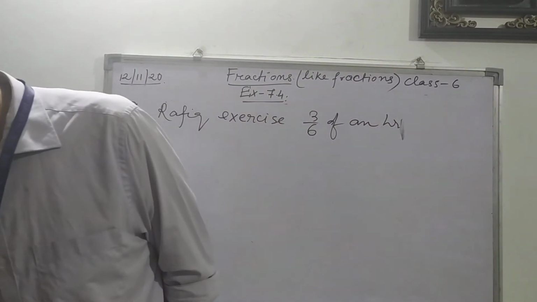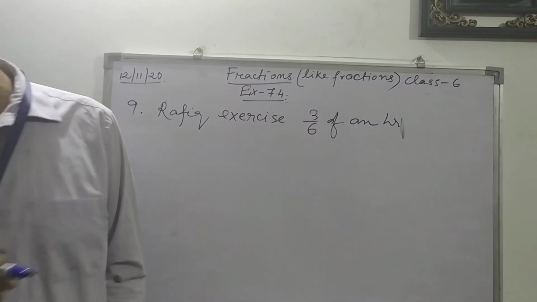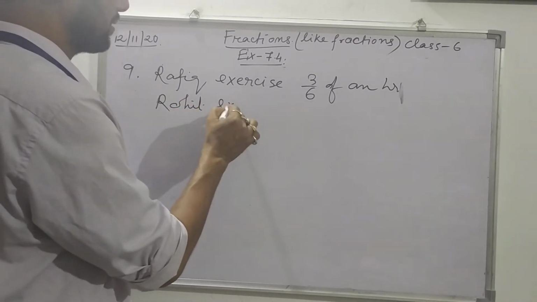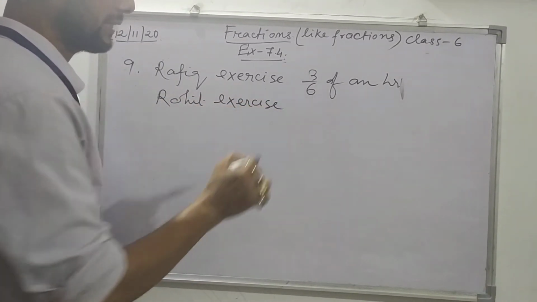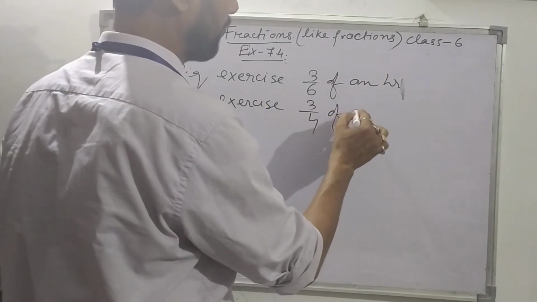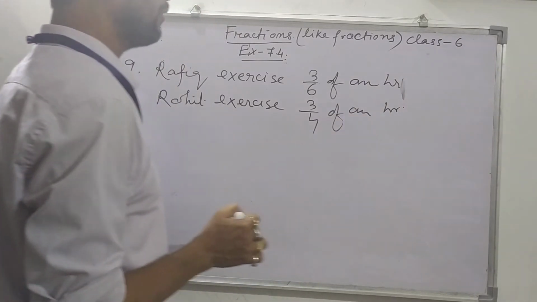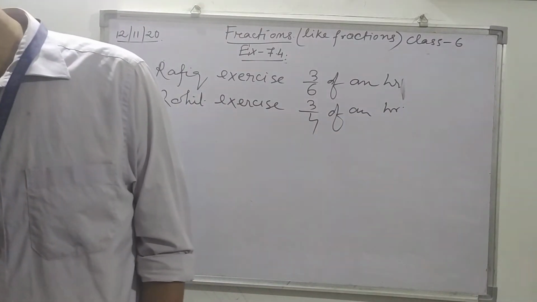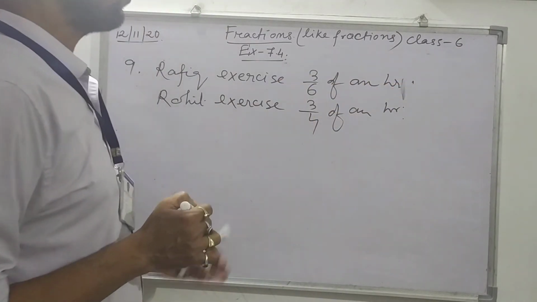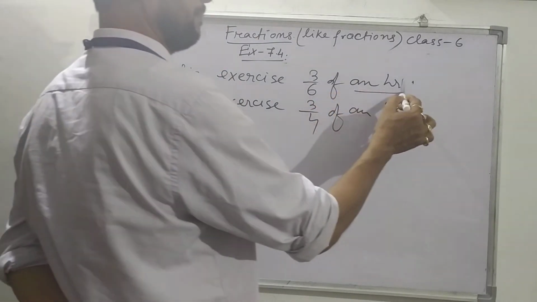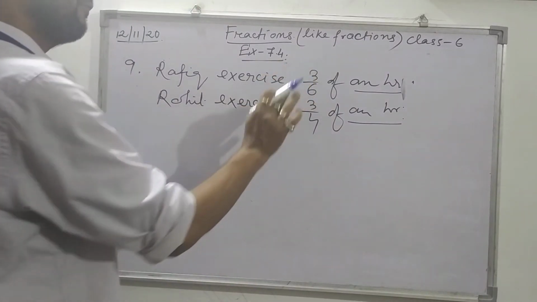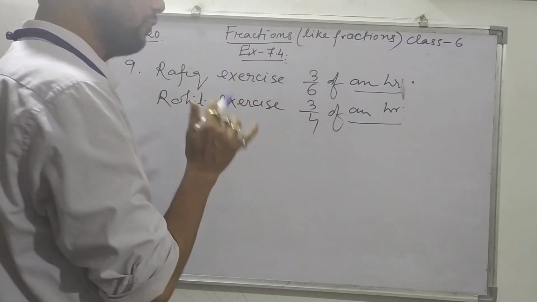And it is given that Rohit exercised 3 by 4 of an hour. Now students, they have asked who exercised for a longer time. We can do it in two methods. Here it is given of an hour, and here also of an hour. So what can we do? We can convert these into like fractions. Otherwise, we can do it like this also.